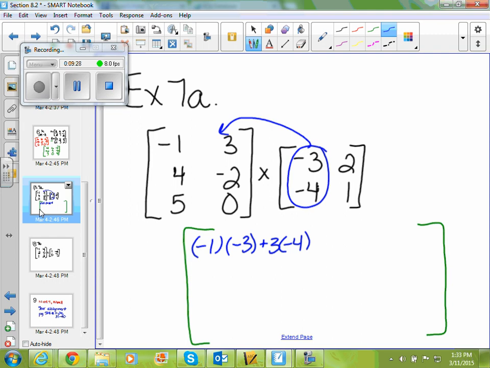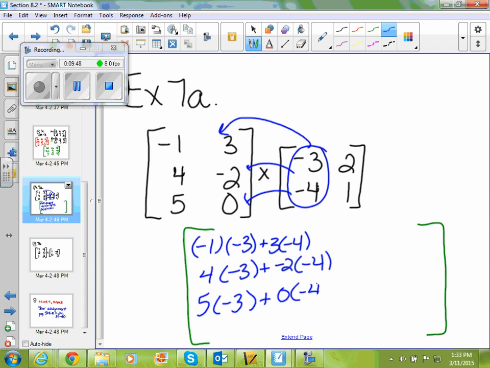So then if I do that again to my second row, I take the 4 times the negative 3, and the negative 2 times the negative 4. And if I do that to my third row, 5 times negative 3 plus 0 times negative 4. And that becomes your new first column. So if I do the same thing with the 2, 1, I have to do that again, and I take it times my first row sideways.